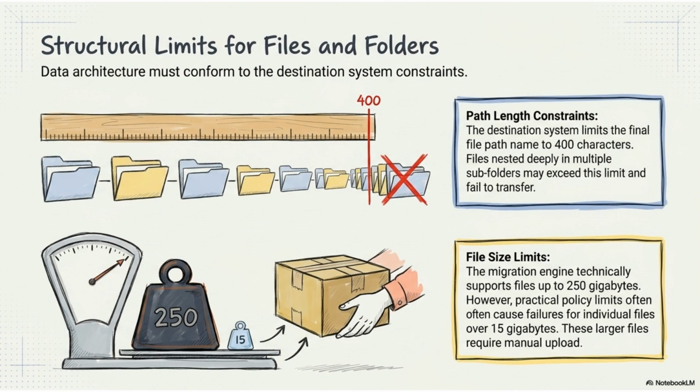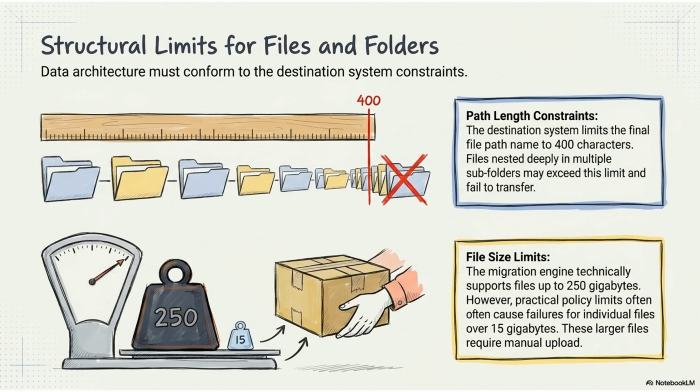As you migrate your file structure, there are 2 hard, technical limits to be aware of. The first is path length. Microsoft 365 caps the destination file path at 400 characters. Google Drive allows deep folder nesting with no such restriction, so files buried in many layers of subfolders may fail to transfer or get truncated. Review your folder structures before you migrate.